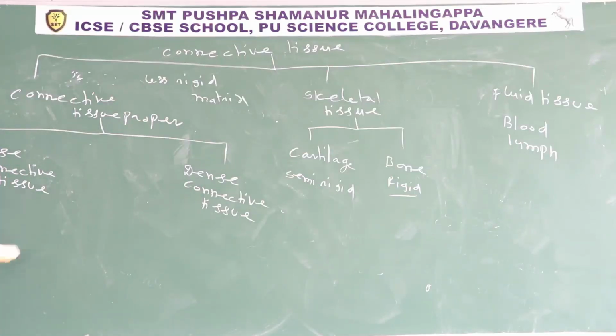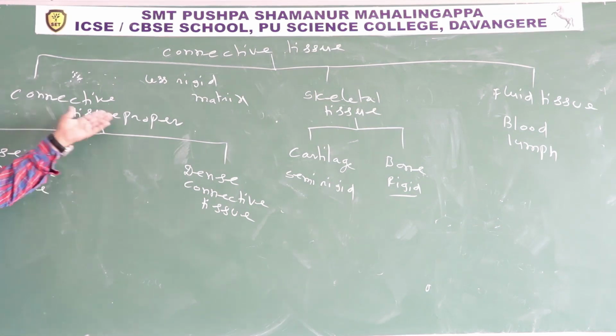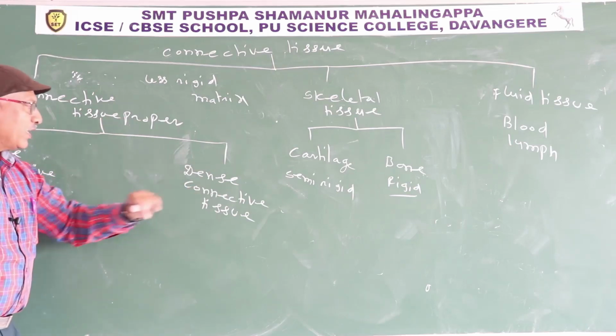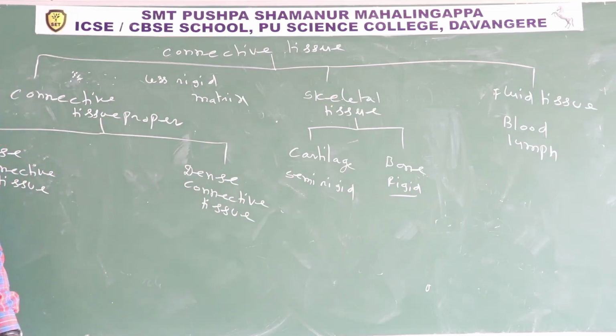Connective tissue proper is further classified into loose connective tissue and dense connective tissue. In the examination they may ask, distinguish between loose connective tissue and dense connective tissue. The connective tissue proper in which cells and matrix are more is loose connective tissue. The connective tissue proper in which fibers are more is known as dense connective tissue.